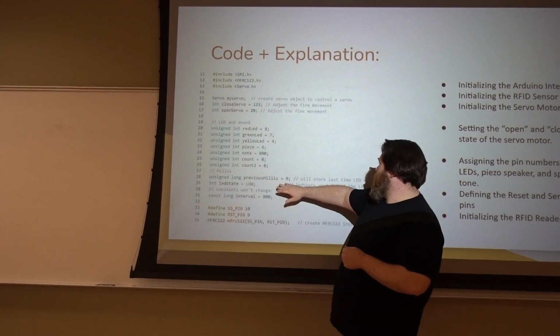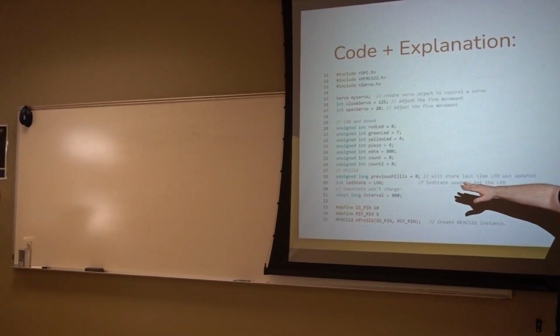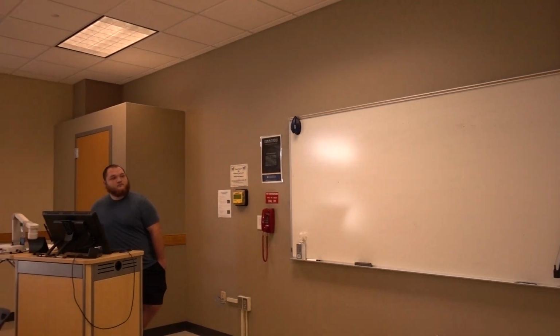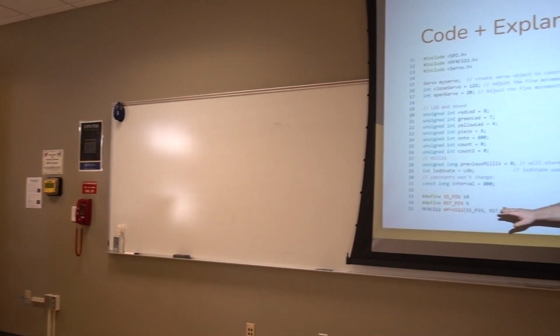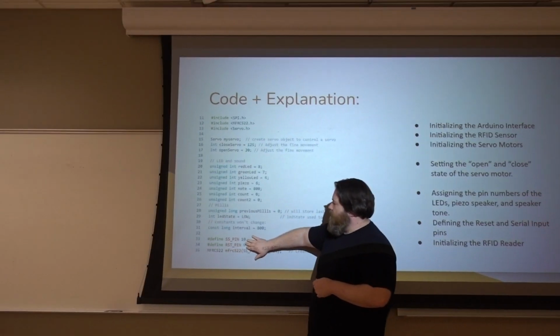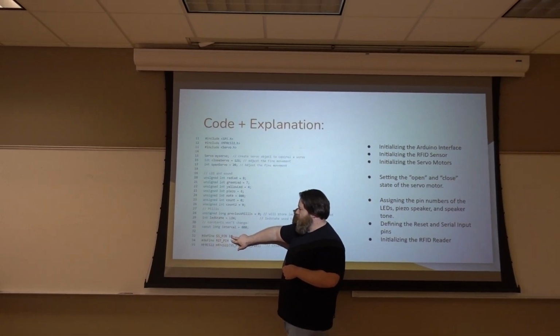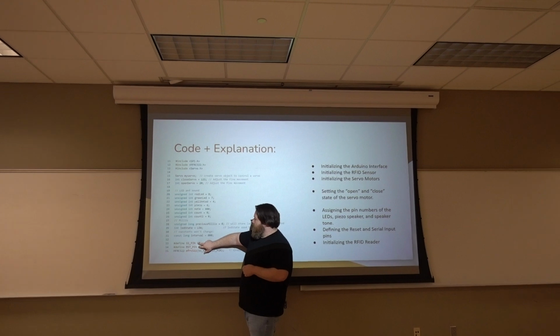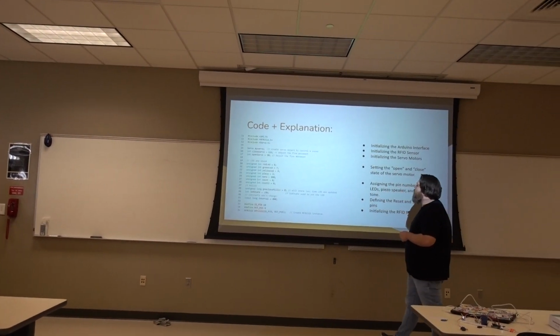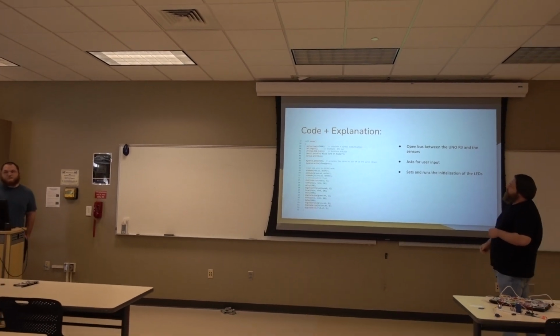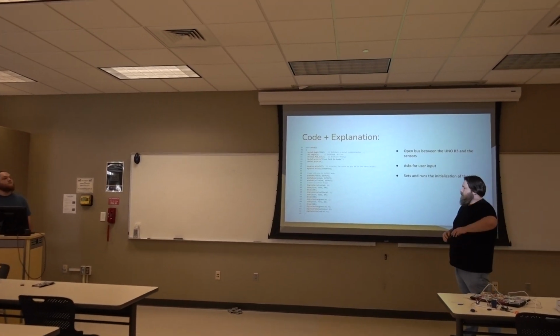Here we're just seeing how many times previously the LED states have flashed on and off, so that it's not constantly flashing. And here we are initializing the RFID pins. We've got the reset pins, and it should be initialized. So here we are. This is the initial setup of everything.